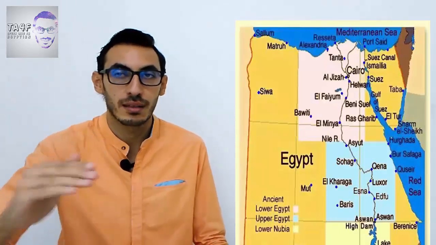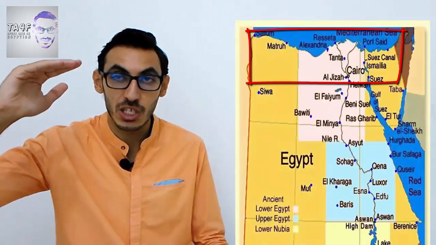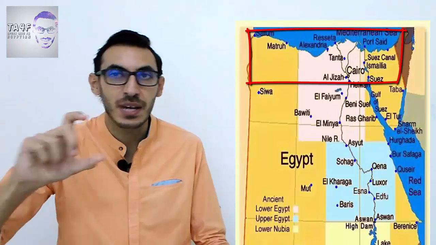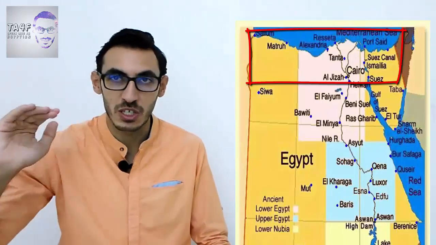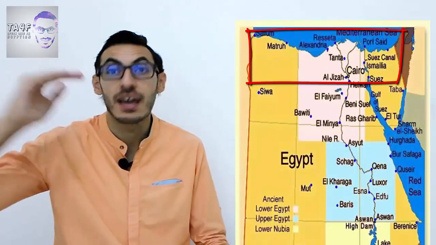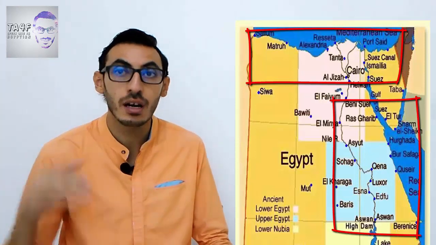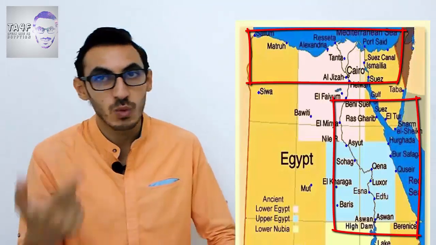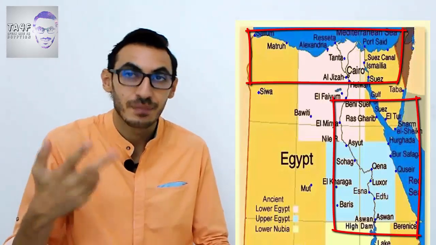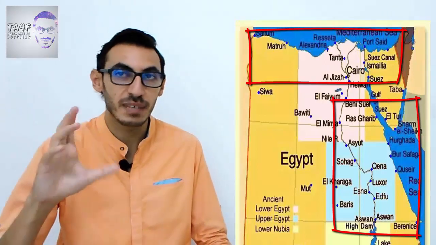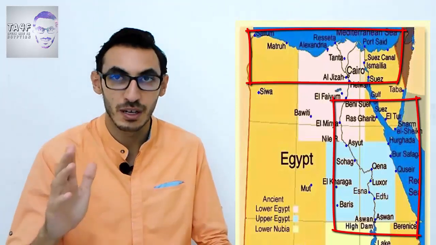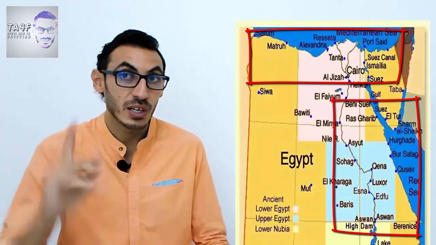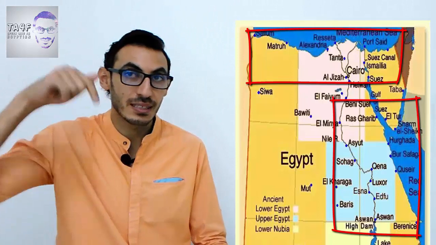Let me highlight something if you are coming to Egypt in the summer. Please target the north part of Egypt, which is Alexandria, Cairo, Marsa Matruh. And if you are visiting Egypt in the winter, target the lower part of Egypt, like Luxor, Aswan, Wardaka, where you have good weather in the winter. So if you are coming in the summer, just target the upper part. If you are coming in the winter, just target the lower part.